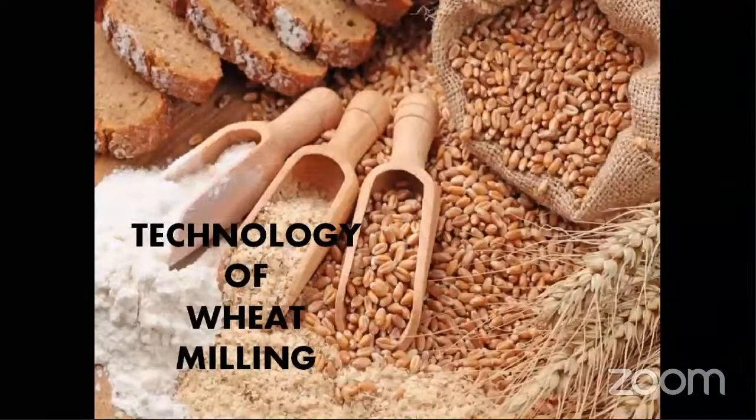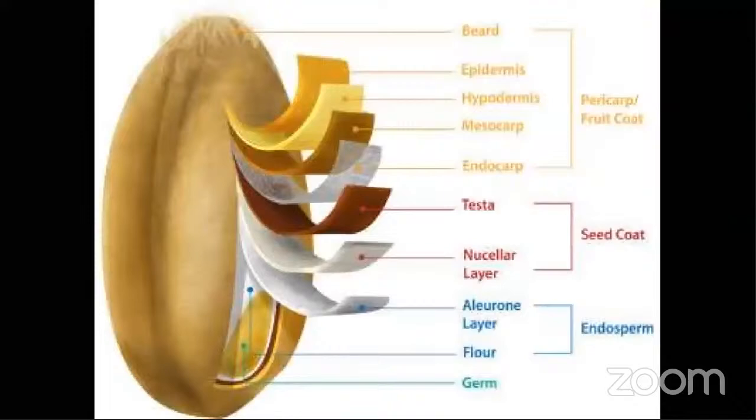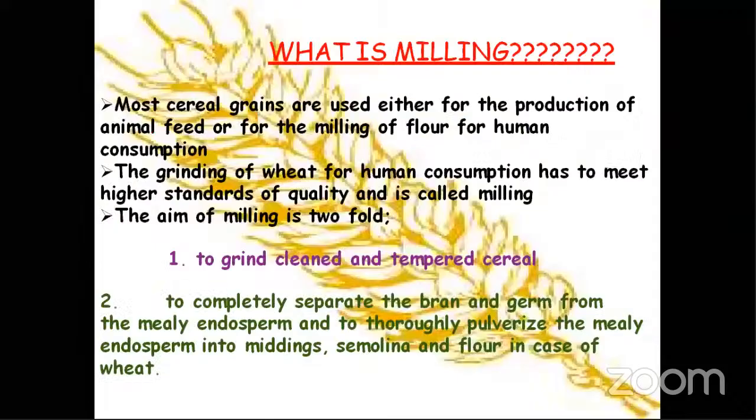So now is the wheat milling. This is again a very interesting topic, wheat milling. So first thing, wheat. We know genus is Triticum, family is Gramineae, it is a grass family and it is one of the most important cereal crops in the world. Three main types of wheat varieties are there: Triticum aestivum, Triticum durum and Triticum compactum. Triticum aestivum is hard wheat, Triticum durum is very hard, and Triticum compactum is soft white wheat. So this is the structure we have already discussed.